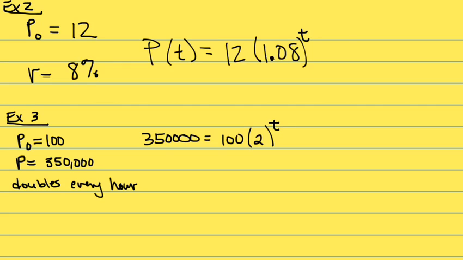So the question is, if you allow it to double every hour, how many hours would it take before you had 350,000 exactly? I know what some of you are thinking: oh, this is going to be easy, it's plug and chug, you just start plugging in numbers to try to get 350,000. Listen, these answers will not be nice. They will be decimals.